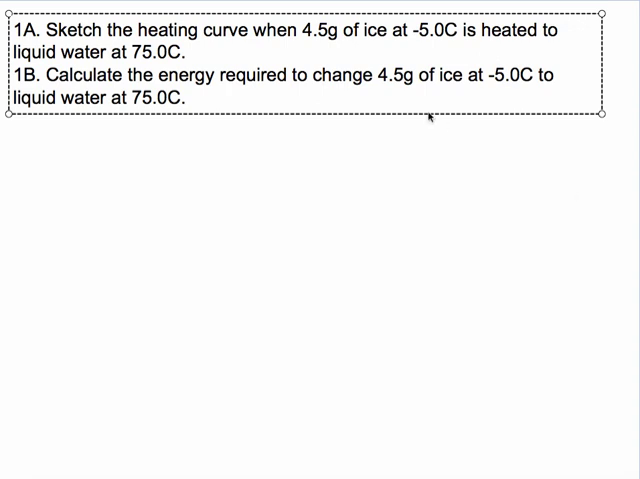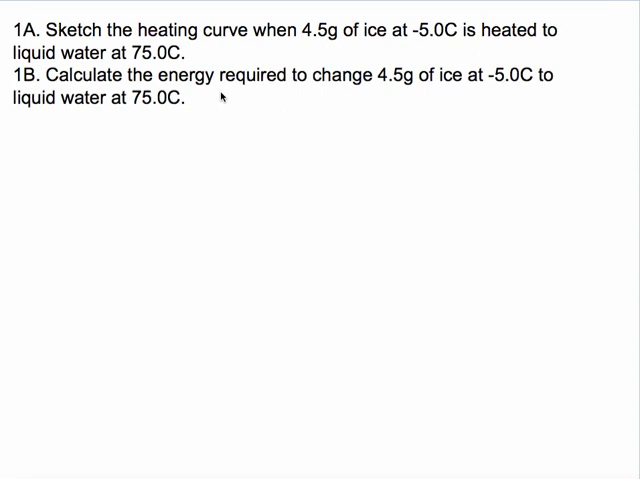Okay, let's look at how to do questions 1A and 1B from the Thermochemistry Phase Change Practice 2018 worksheet. So, question 1A to start off with, it says sketch the heating curve when 4.5 grams of ice at -5 is heated to liquid water at 75. Okay, so you need to learn how to make one of these, and it goes like this.